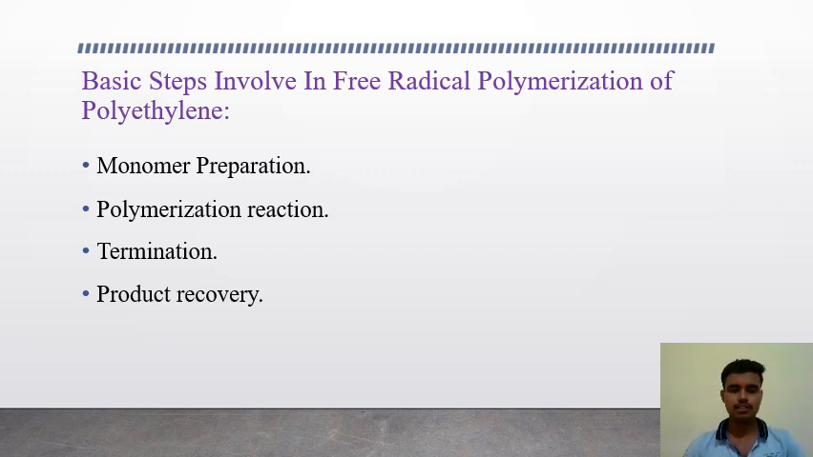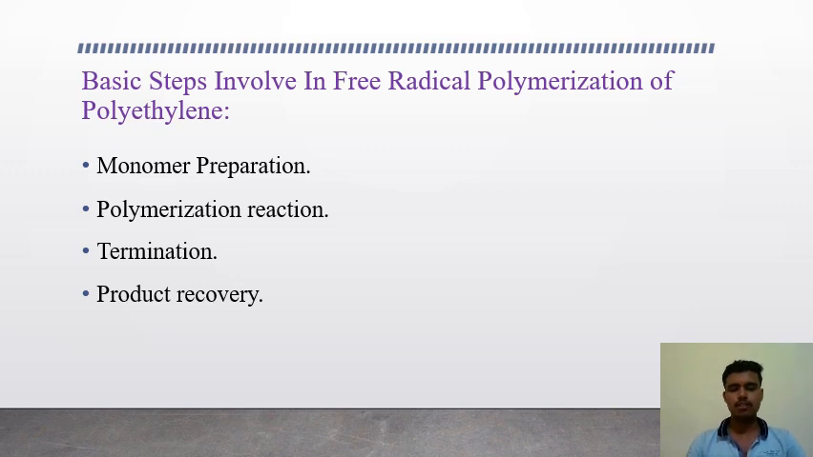Second, polymerization reaction. The monomer and initiator solution are combined and heated to initiate the polymerization reaction. The heat causes the initiator to decompose and generate free radicals, which then react with the ethylene monomer to form a growing polymer chain. As the polymerization reaction proceeds, the growing polymer chain becomes more and more stable and the polymer chain length increases. Then termination. The polymerization reaction is typically terminated by the addition of a terminating agent such as a radical scavenger, which reacts with the free radical and stops the polymerization reaction.